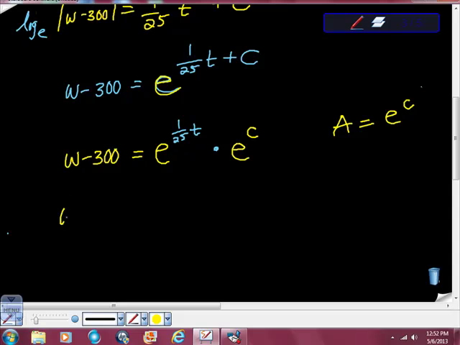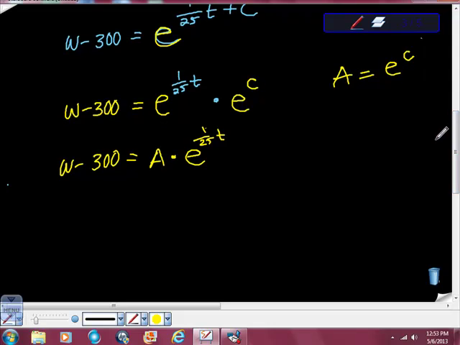So I'm just going to keep writing. I'm going to get W minus 300 is equal to a times e to the 1/25th t power, isn't it? Everybody good with that? So if you were saying, where did that c value go? It went away. It's a constant. It's here, right? This is a constant value.